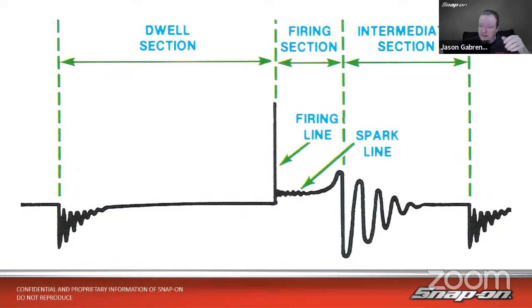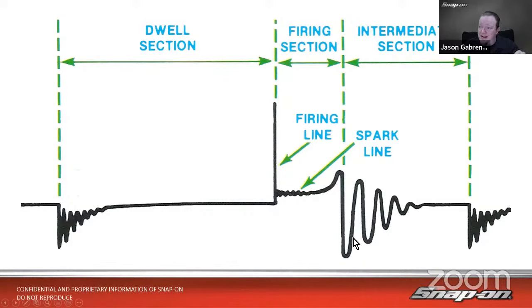So dwell is where that primary coil is starting to charge. You're going to see some oscillations here as the voltage builds into the coil. Then it should fairly level out. And then when it fires, I should see a firing line, a sharp spike. And then the spark line should come out, jump out horizontally. And then depending on what we have going on, it might go up, it might go down, it might stay fairly level. Those are three different situations as to what's going on in the cylinder.